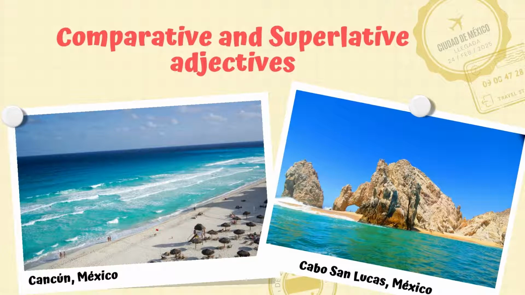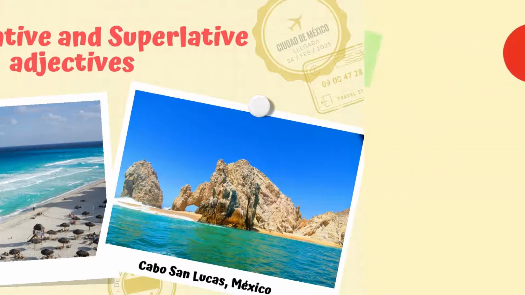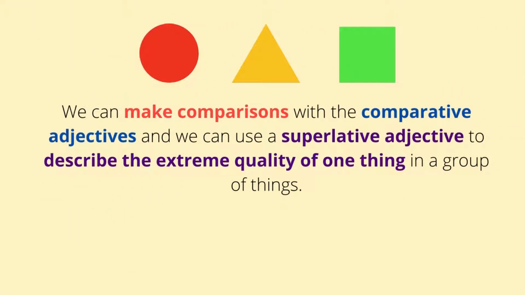Today we're going to learn about comparative and superlative adjectives. We can make comparisons with comparative adjectives, and we can use a superlative adjective to describe the extreme quality of one thing in a group of things.